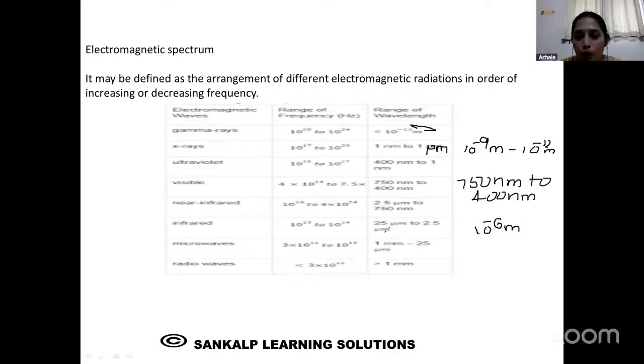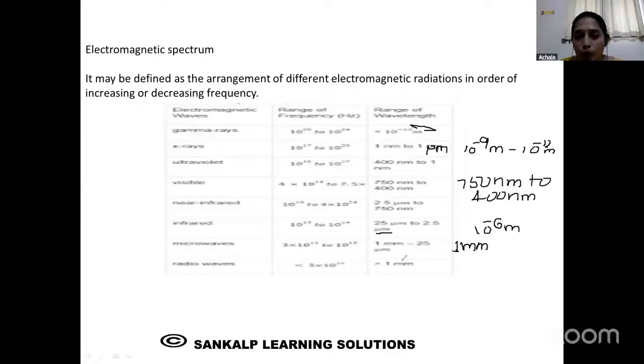Microwaves, these are 1 millimeter to 25 millimeter wavelength range. We are discussing all these as wavelength ranges, though these are frequencies. Usually we state wavelength, and even in problems they give it in wavelength. And radio waves are having the highest wavelength, that is greater than 1 millimeter.